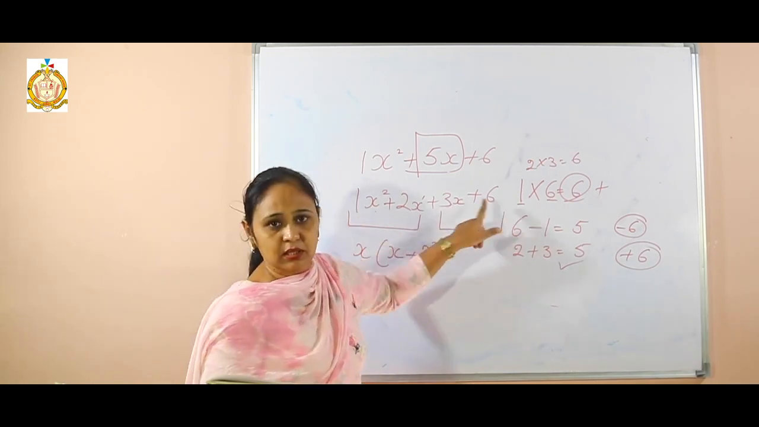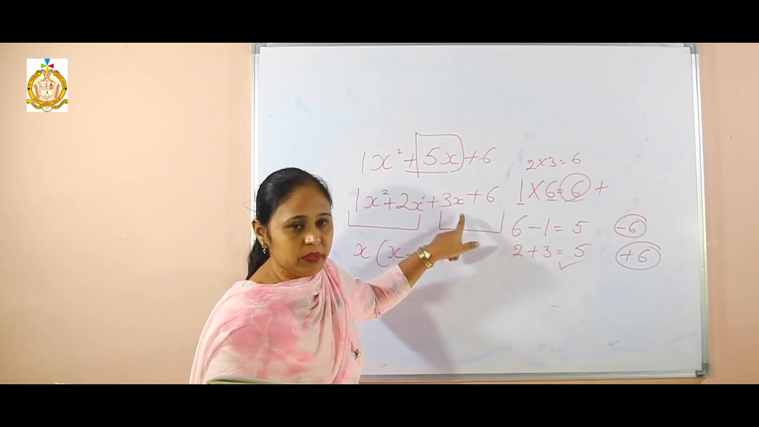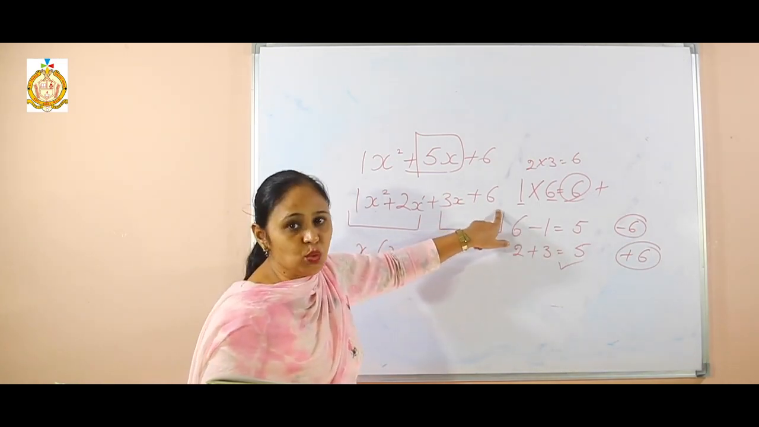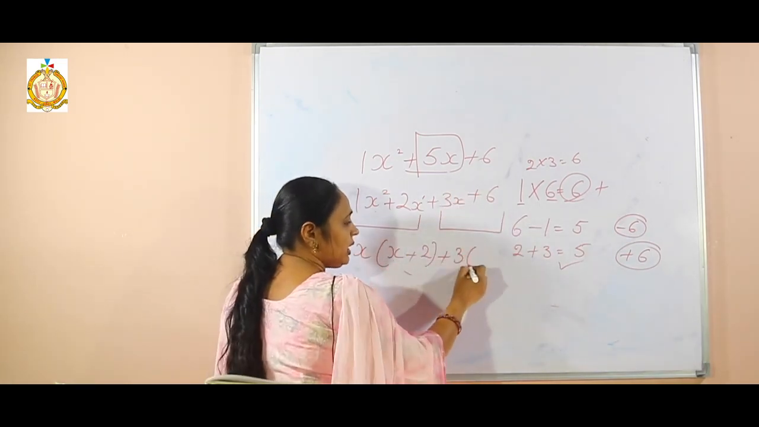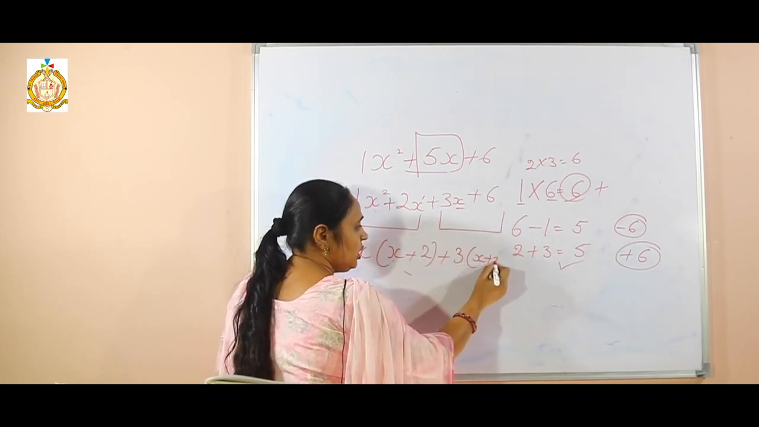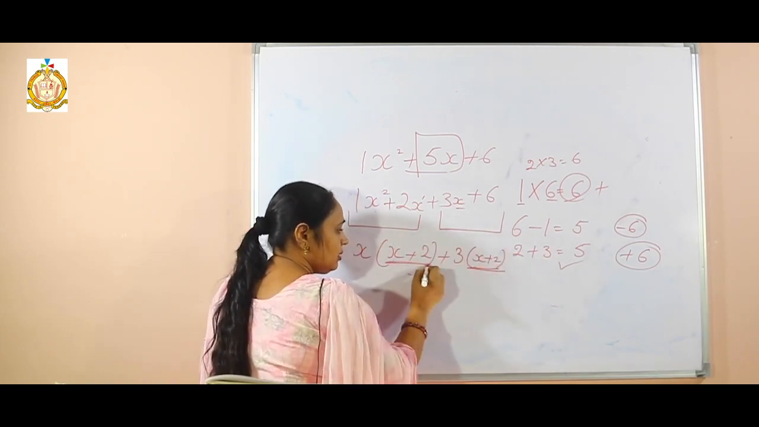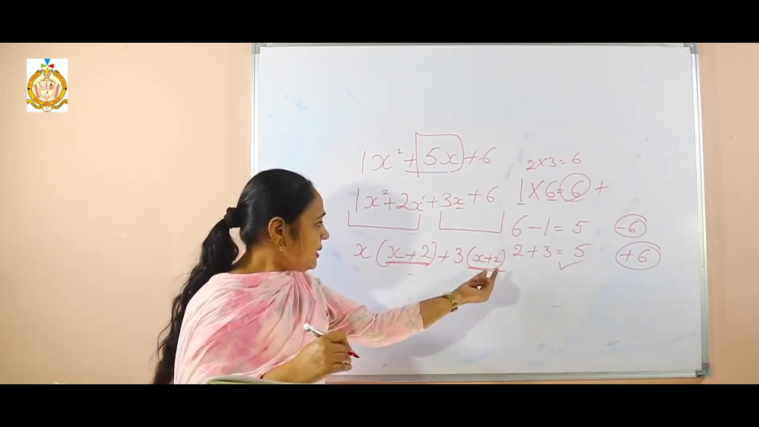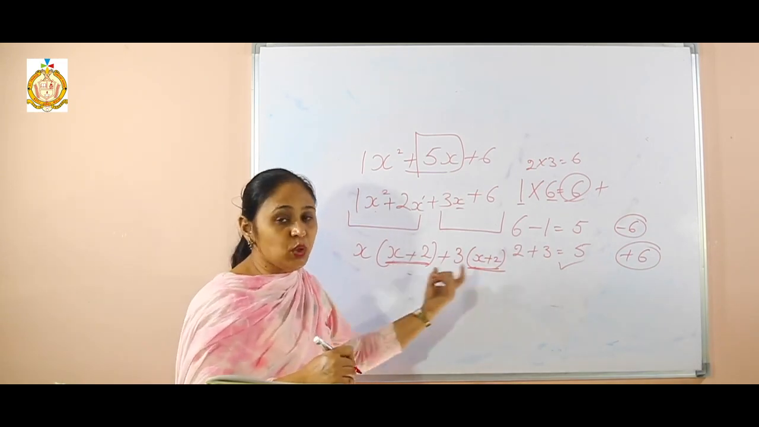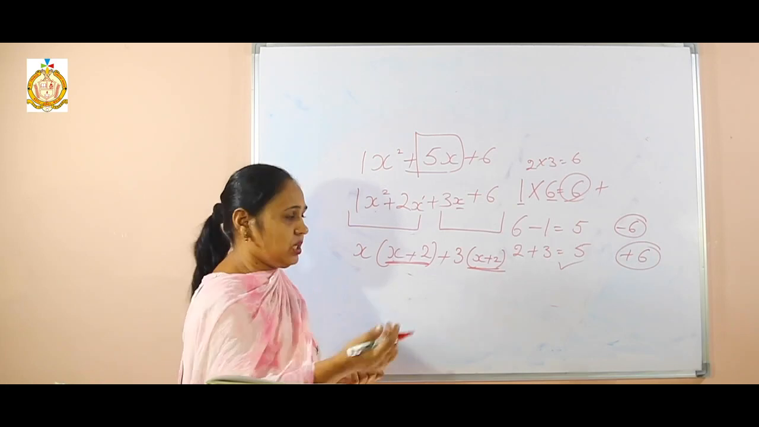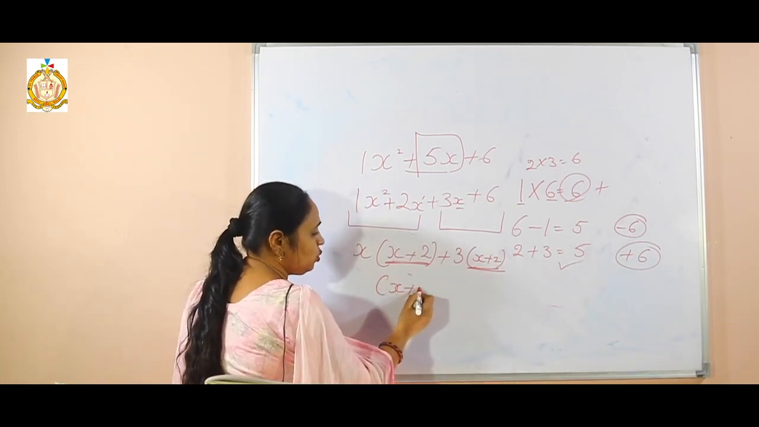Now from this pair, which table is common? 3 ones are 3, 3 twos are 6. I take 3 common. Again here will be x plus 2. Now we can see this bracket is the same. That means I can take this common because it is the same. We can take the same thing out. I take x plus 2 outside.